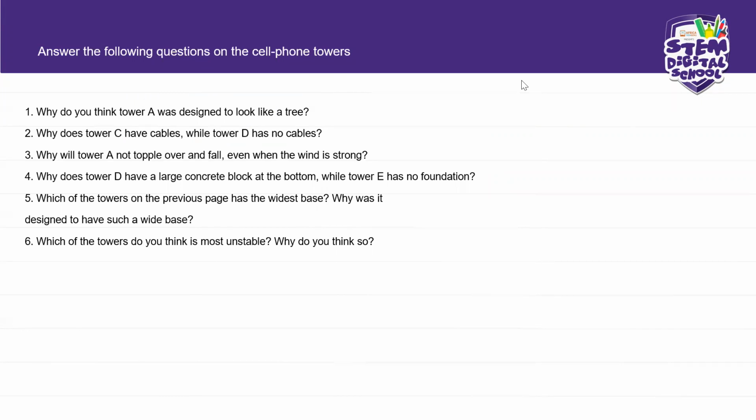Junior, which response is this, Junior? Why do you think Tower A was designed to look like a tree? I think we should rather unmute and talk here. Please raise your hands so that we can unmute you and talk. Why do you think Tower A was designed to look like a tree?